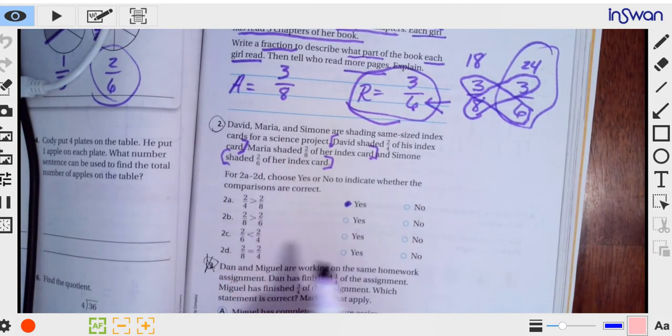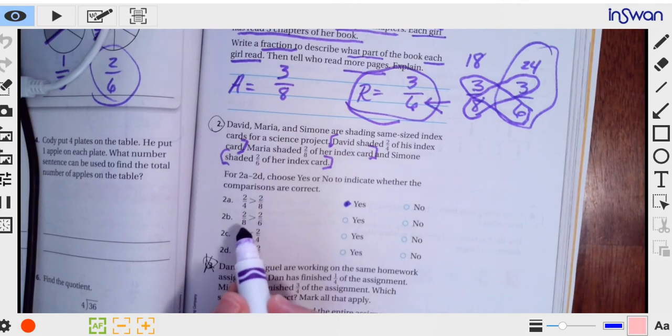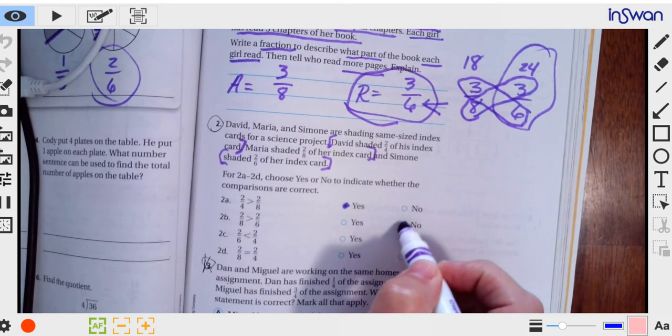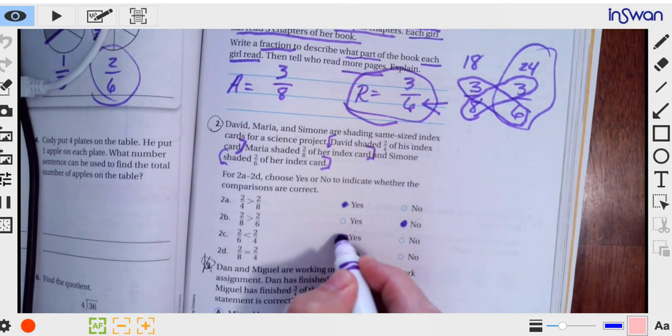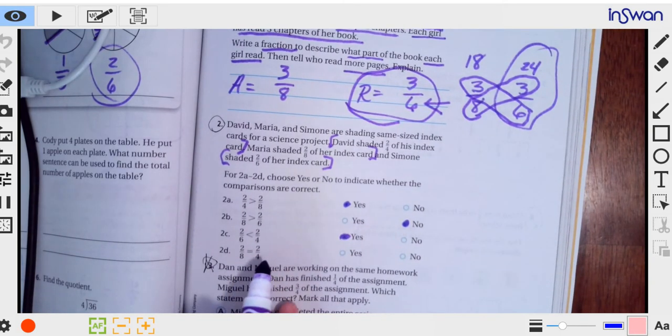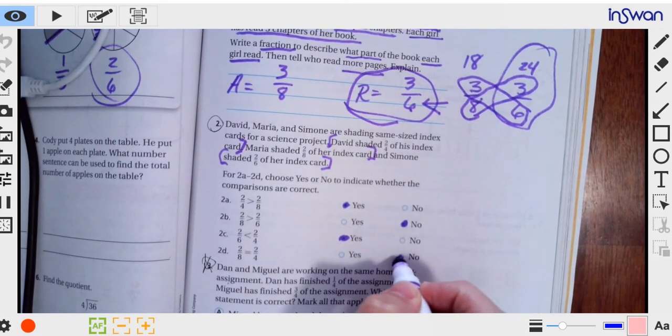Okay, the next one. 2/8 is greater than 2/6. Well, look at that. The numerator is the same, so we have to look at the denominator. Are 8ths going to be larger than 6ths? No, it's going to be smaller because the pieces are smaller. So that is not true. 2/6 is less than 2/4. Well, if you look at the pieces, the 6ths are going to be smaller than 4ths. So yes, that is true. 2/8 equals 2/4. Well, that doesn't even make sense because we don't even have the same size pieces. So that is a no.